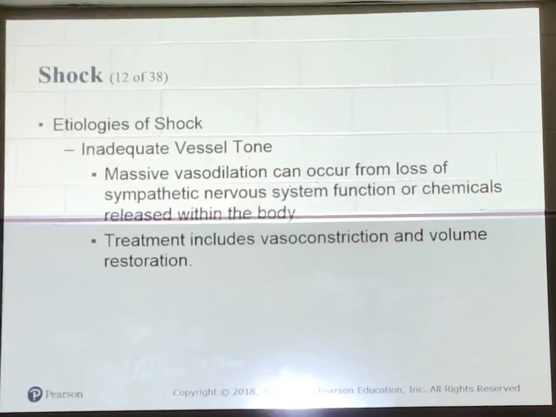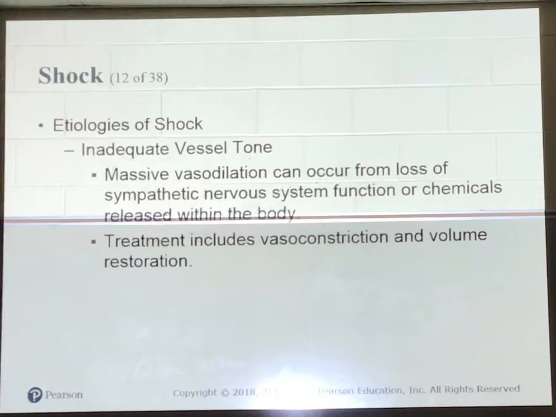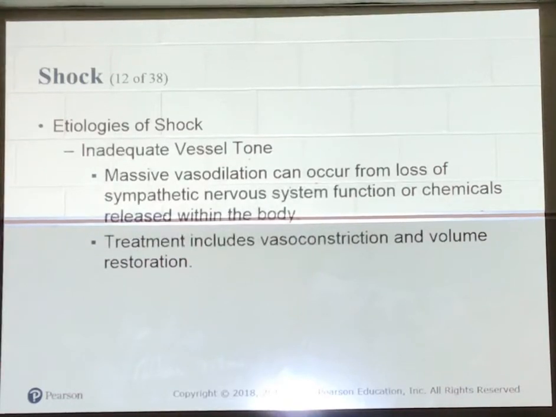Typically, both approaches, vasoconstriction and volume restoration, are used in emergency care for cases where both blood pressure and perfusion are poor.